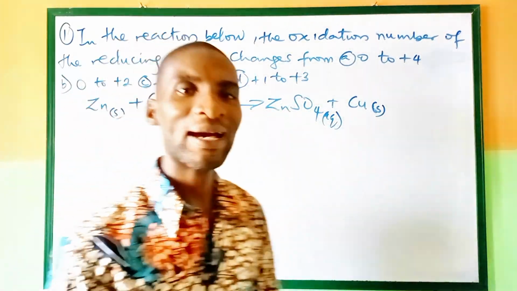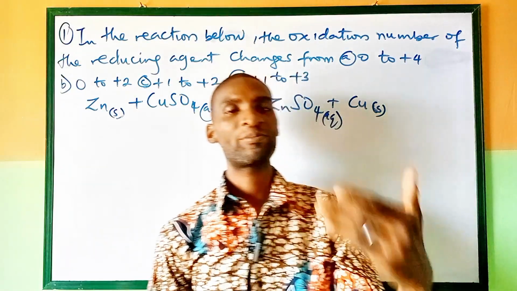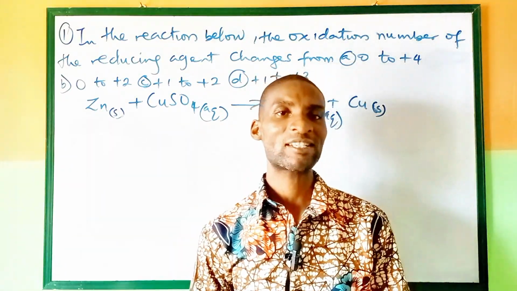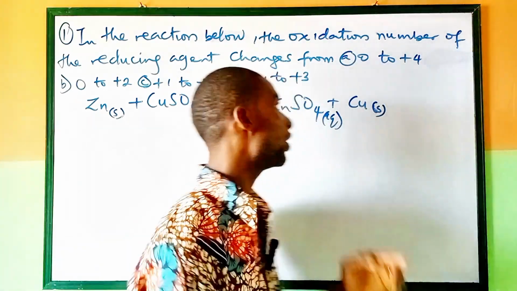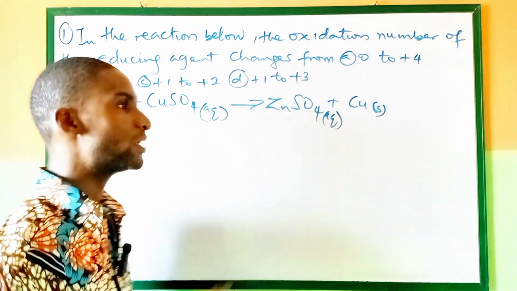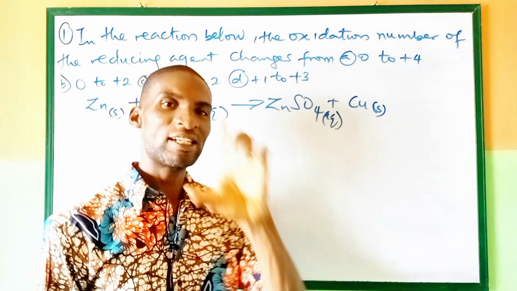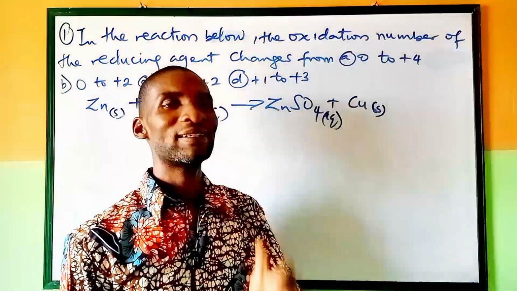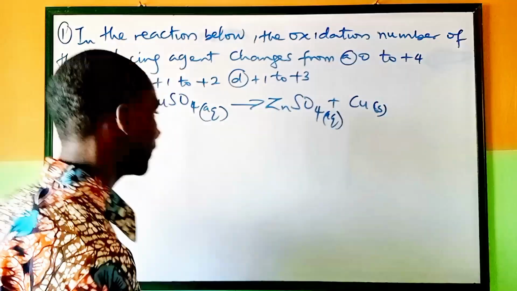Number two, when you are asked the question, which of the following species has been oxidized or which has been reduced, take note, the answer cannot be on the product side. The answer will be on the reactant side. Why and how do I mean? The oxidizing agent is the one that will be reduced. Let me take that again.